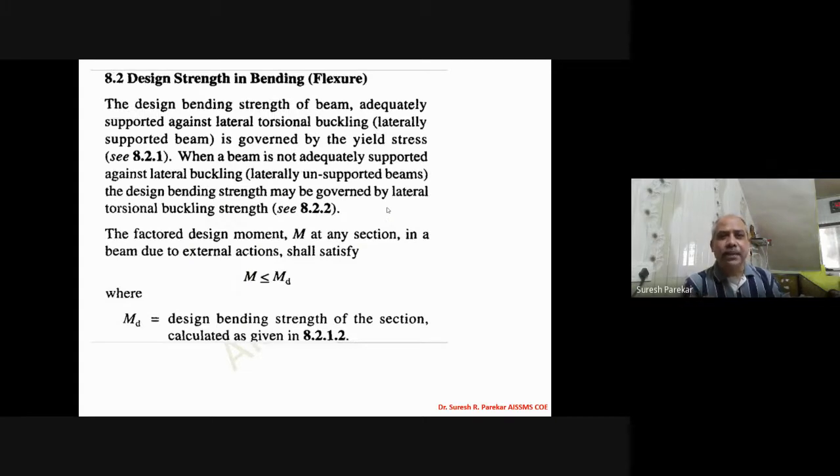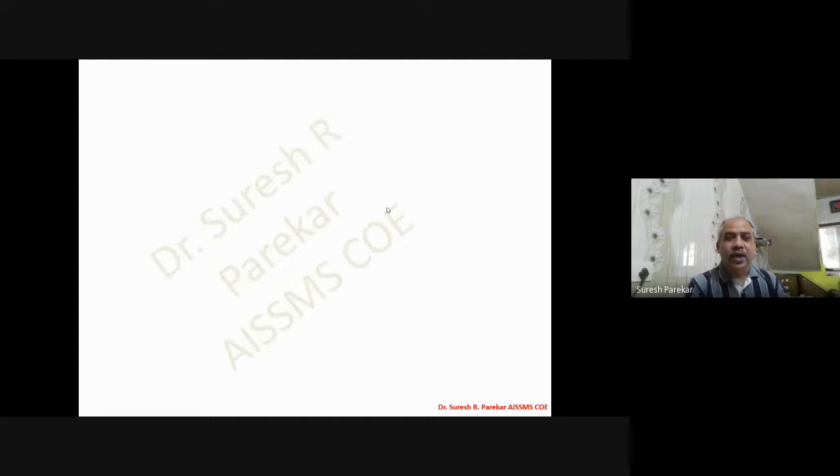Now, design strength in bending. Flexural members are mainly designed for bending moment. As we have seen, in the tension member we have T less than or equal to TD, and in the compression member we have P less than or equal to PD. Now in the flexural member we have M less than or equal to MD. M is the bending moment due to external loads, and MD is the design bending strength of the section, which we have to calculate as per clause 8.2.1.2, given here.